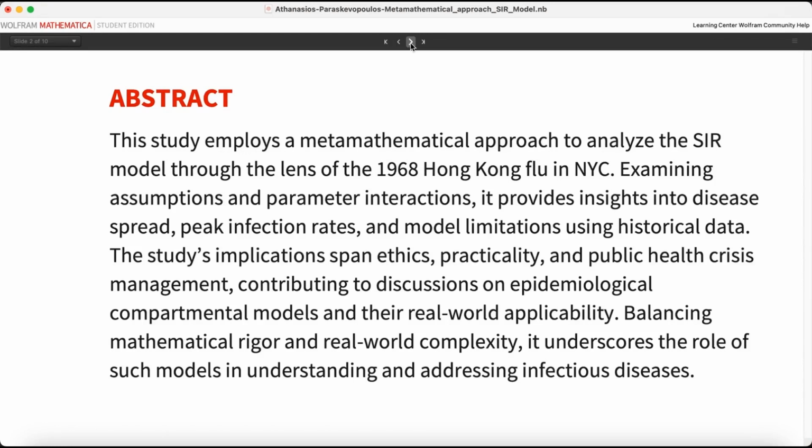The study's implications span ethics, practicality, and public health crisis management, contributing to discussions on epidemiological governmental models and their real-world applicability. Balancing mathematical rigor and real-world complexity, it underscores the role of such models in understanding and addressing infectious diseases.